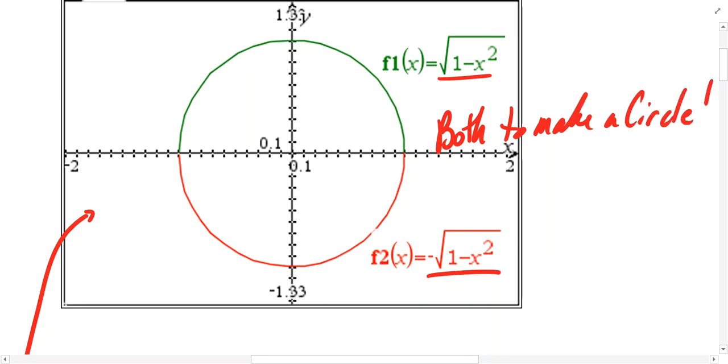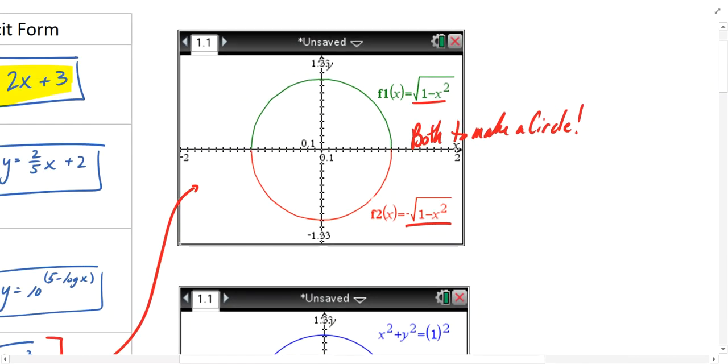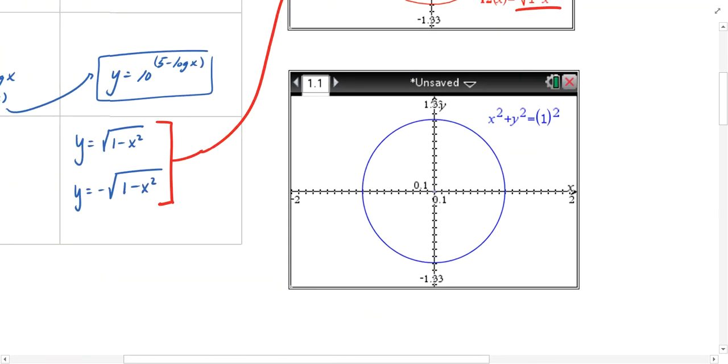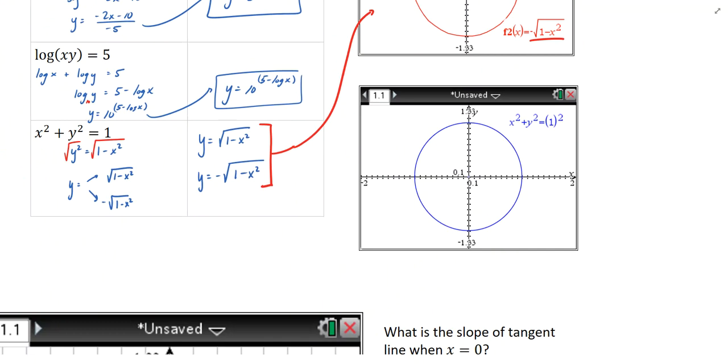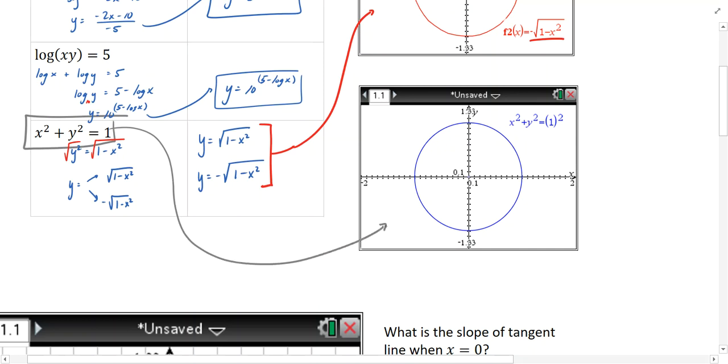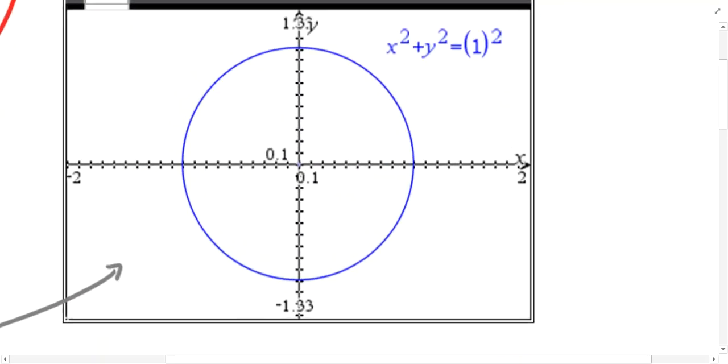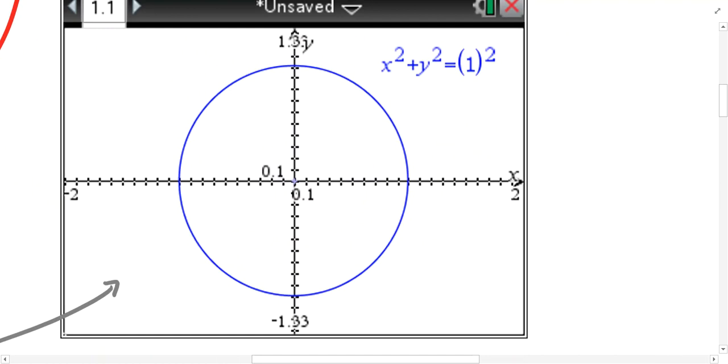So both equations needed to be graphed in order to make a circle. If we had left our function in implicit form, however, like we have here, if we had this equation graphed, and again, back to our discussion of conic sections back in Algebra 2, we would recognize that x squared plus y squared equals r squared. This is the generic form.